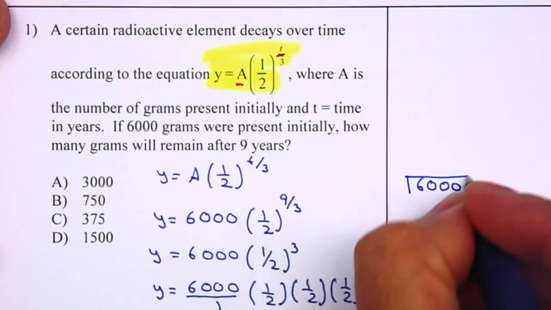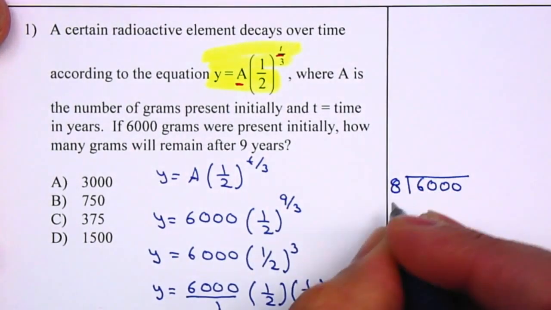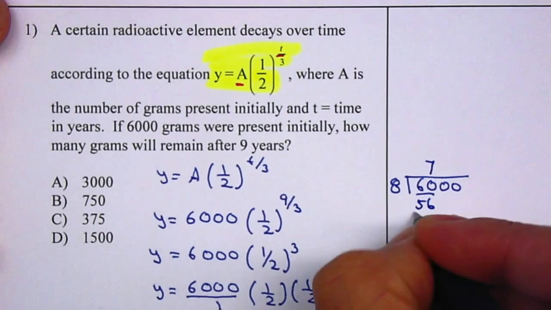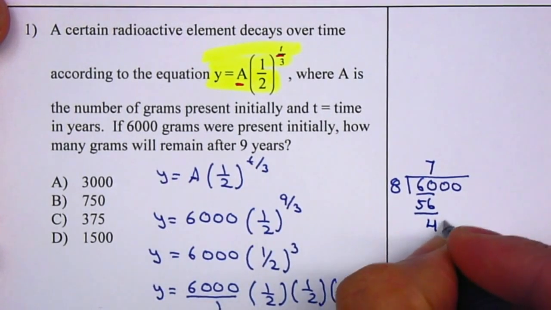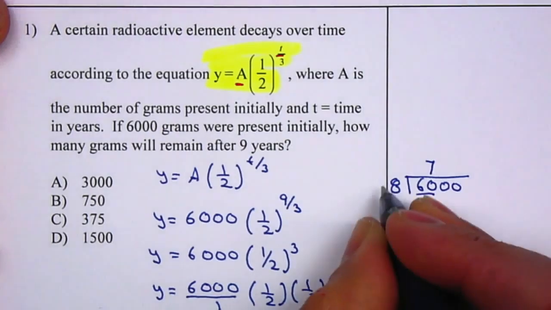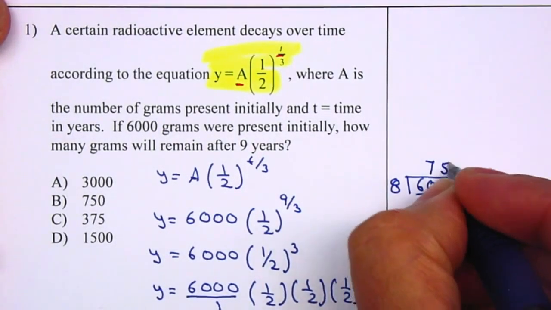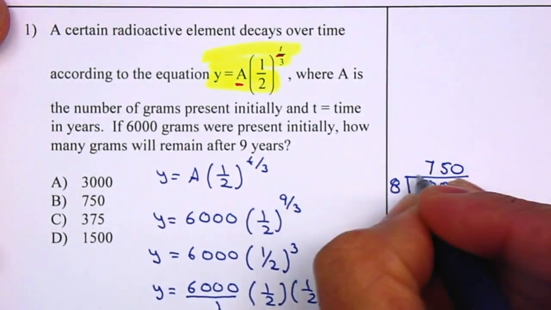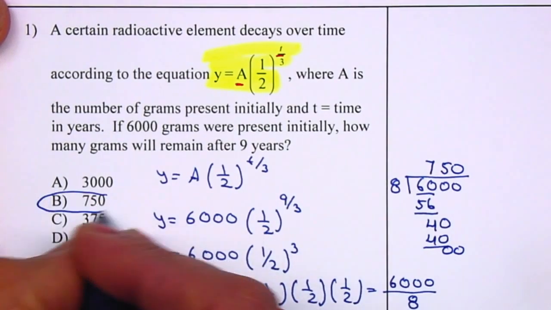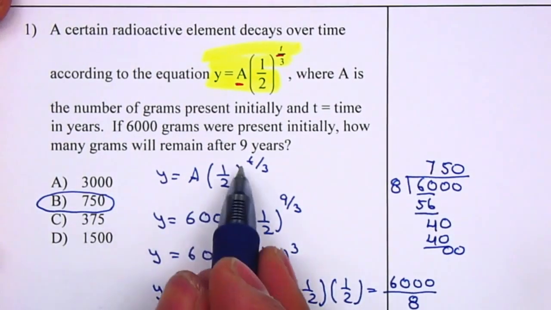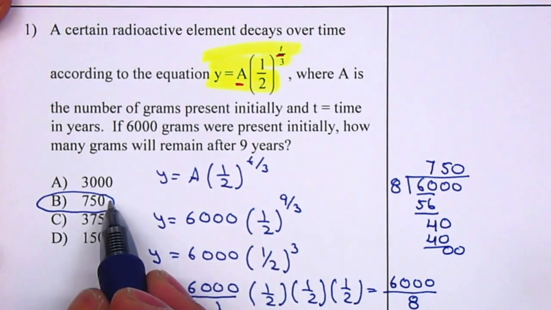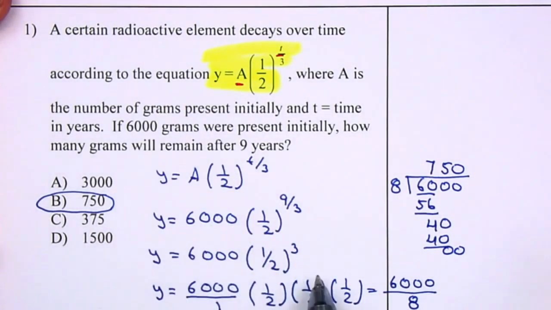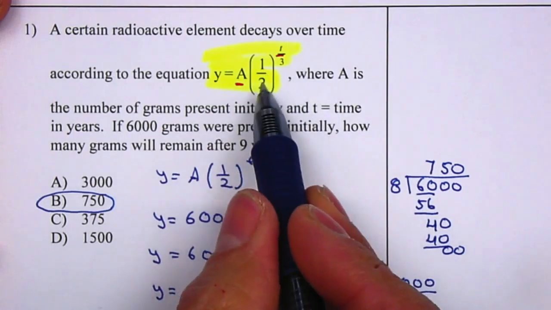6,000 divided by 8. 8 goes into 60 seven times. 7 times 8 will be 56. Subtract, this is 4. Bring down the 0, that will be 40. 40 divided by 8 will be 5. 5 times 8 is 40. Subtract, it's 0. So it'll be 750. The answer will be B. So after 9 years, you're going to have 750 grams left. Remember, this is an exponential decay, so it decays very quickly. It's an exponential decay because this 1/2 is less than 1.